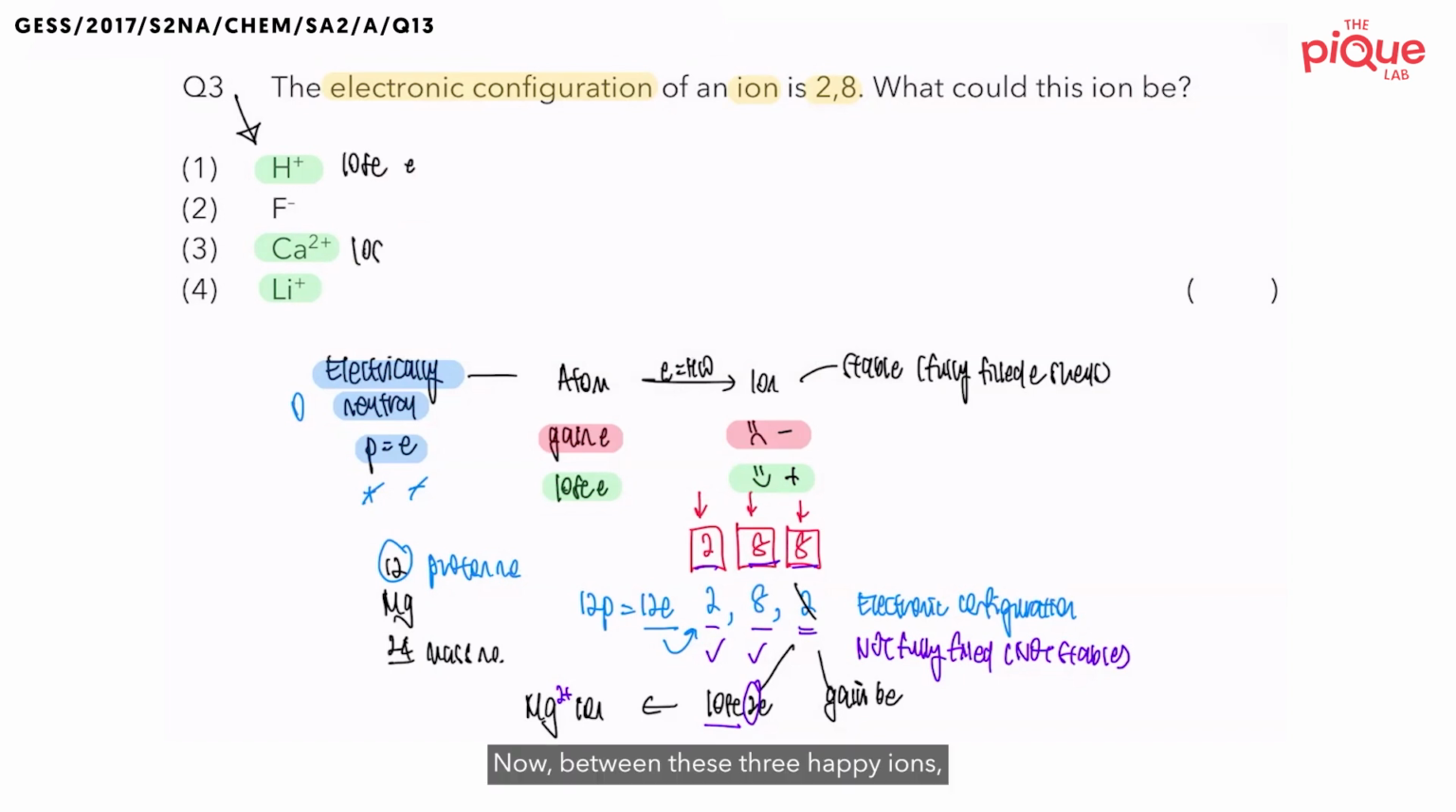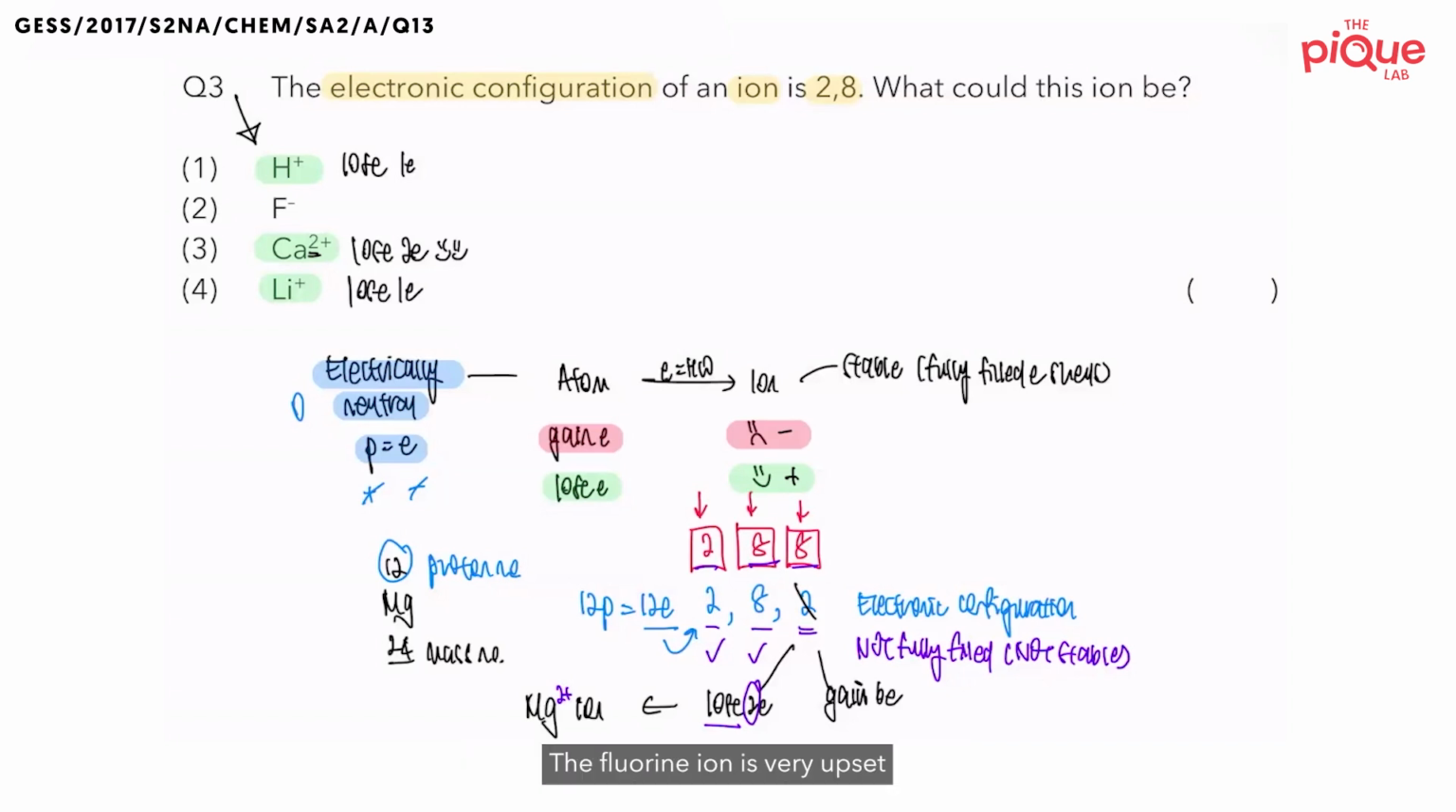Now, between these 3 happy ions, which ion do you think will be the happiest? I would say that the calcium ion is the happiest because it has lost 2 electrons compared to the hydrogen and the lithium ion which only lost 1 electron each. So our calcium is very, very happy because it has lost 2 pieces of homework and it has very little homework to do now.